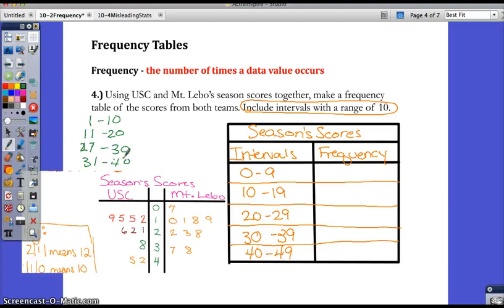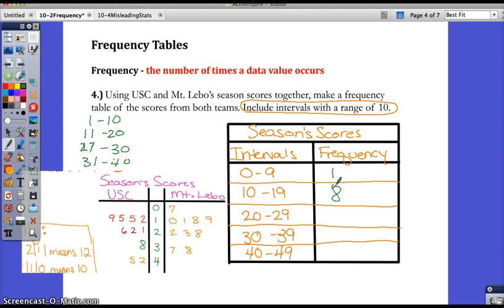Now all you have to do is transfer your data in there. So how many numbers in this chart over here fall in between 0 and 9? Well, just 1. How many numbers fall in between 10 and 19? Now this is why this is so nice. Well, that's just this row right here. So 1, 2, 3, 4 scores from USC and 4 scores from Mount Lebanon. That's 8 scores within that range.